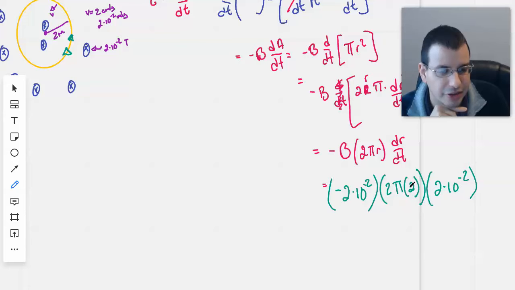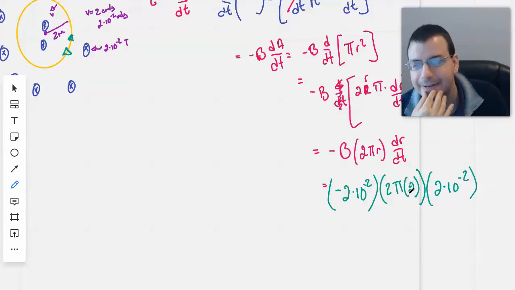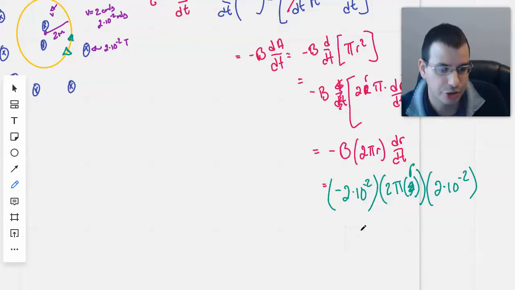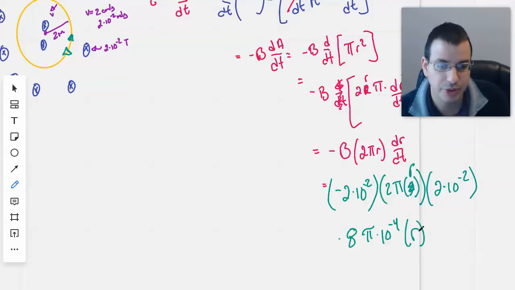I will leave that as r. So this would be 2 times 2 times 2, so it would be negative 8 pi times 10 to the negative fourth times whatever the radius of the circle is. And this would be volts.